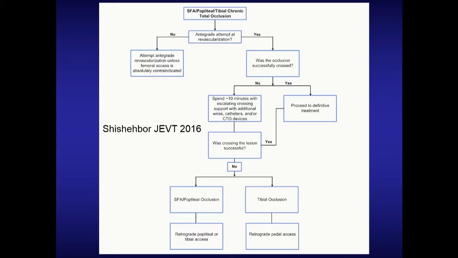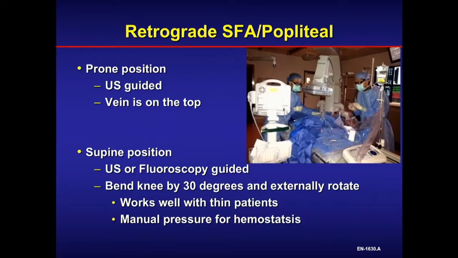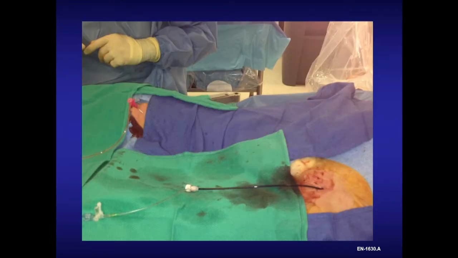But when you go retrograde, what access point are you going to use? There are different points, and again, I'm not going to get into the technical part because my colleagues are going to get into details. But you can use the popliteal access or SFA popliteal access, so there's opportunity to do that. That can be done in a prone or a supine position, but we have moved completely to the supine position. In the last 5 years, we haven't put any patients in a prone position, and this is really how we do it. Dr. Armstrong is going to go into details of how this is done.